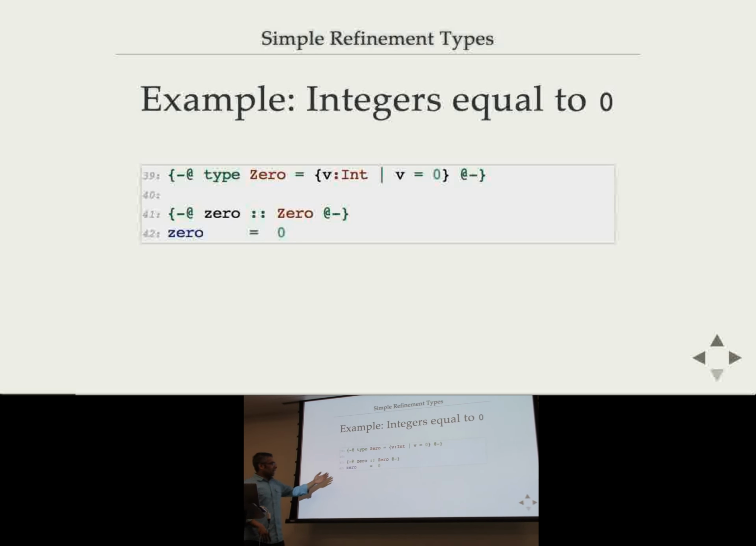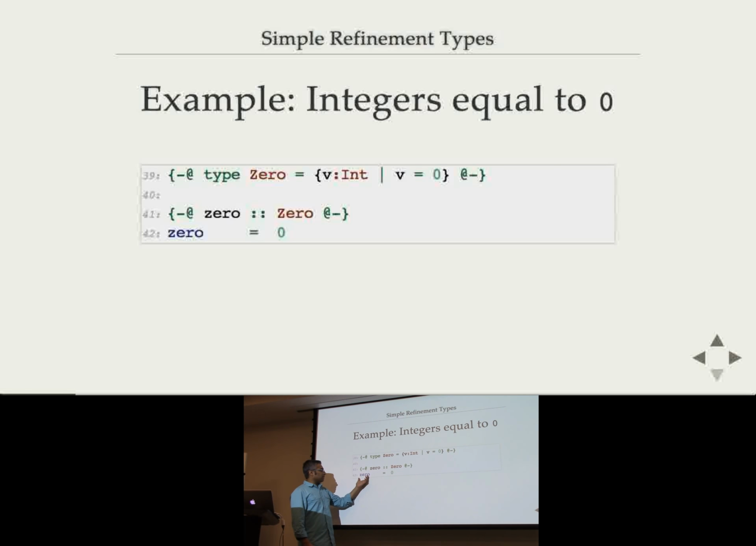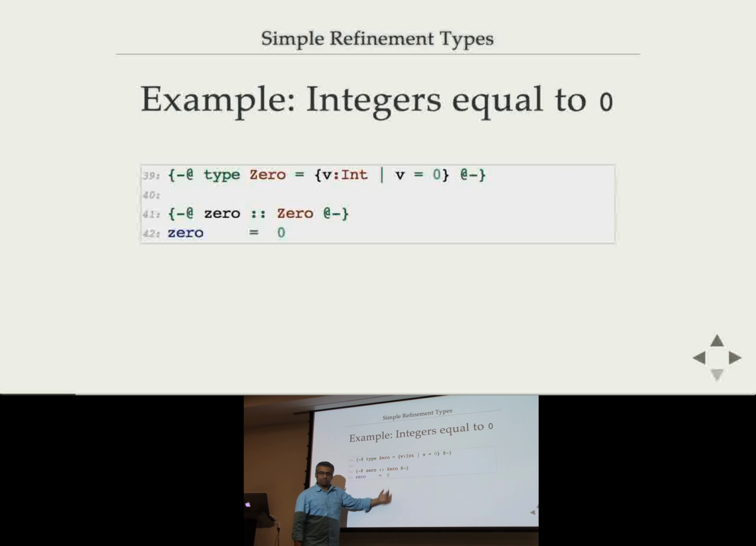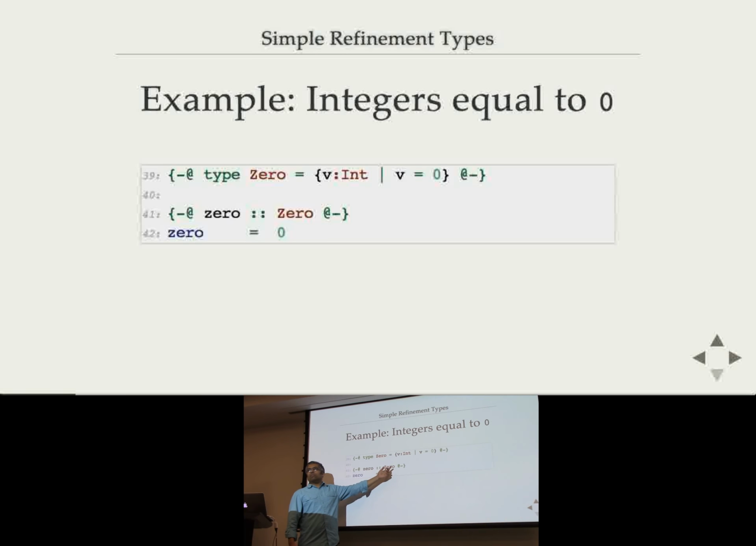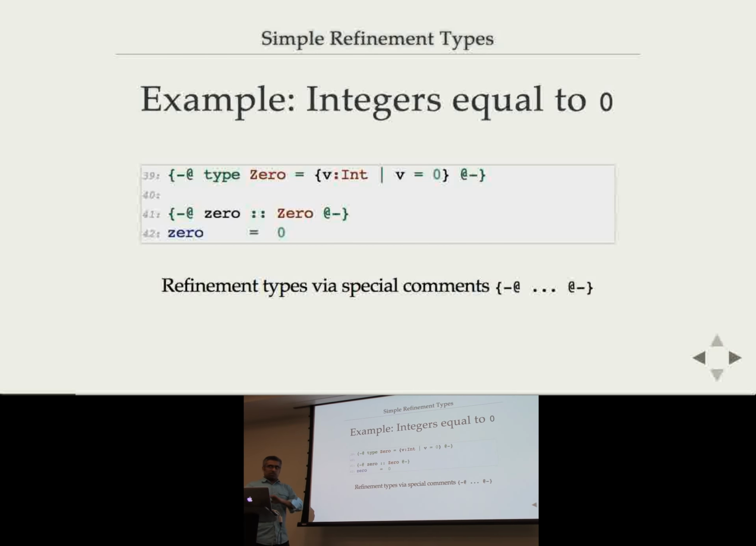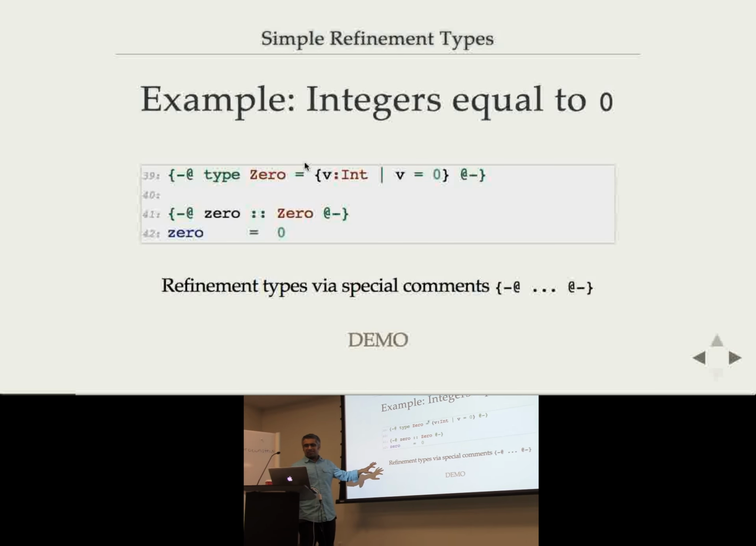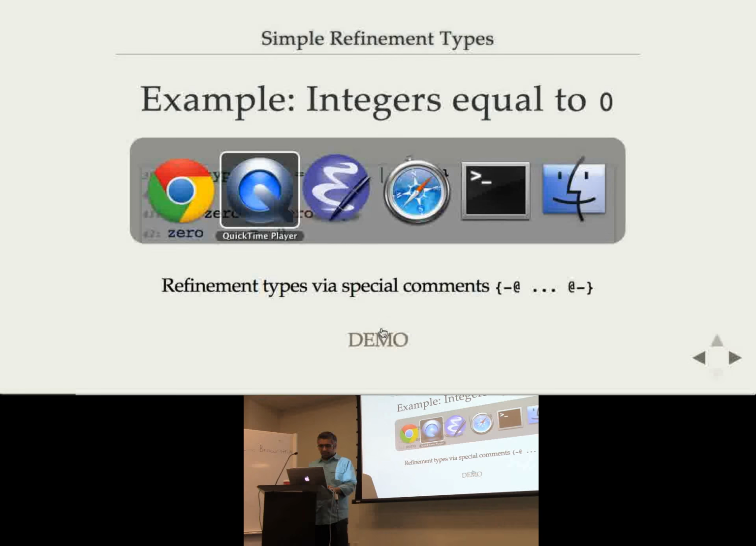And I can come up with this extremely profound statement that the variable 0, which is equal to the value 0, has the type 0. So far, so good. This is the simplest possible refinement type. This is kind of boring. Let's look at a slightly more interesting example.